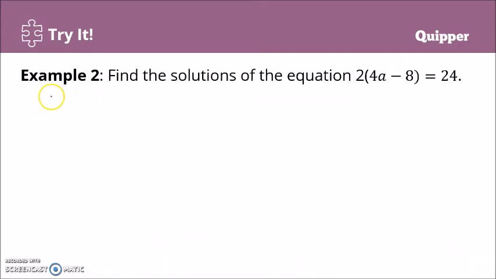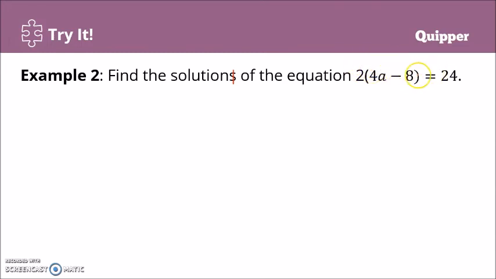Next, let's have example number 2. We have find the solution. Okay, find the solution of the equation 2 times 4a minus 8 equals 24. Notice here, we have parentheses. And then, wala namang plus or minus sign dito sa in-between ng 2 at saka yung parentheses. So, it means multiplication. And so, we need to apply the distributive property.